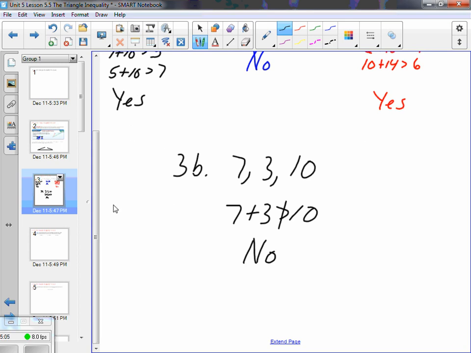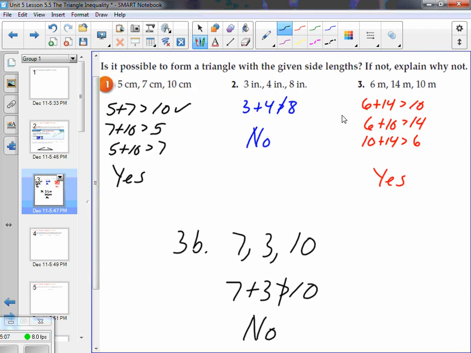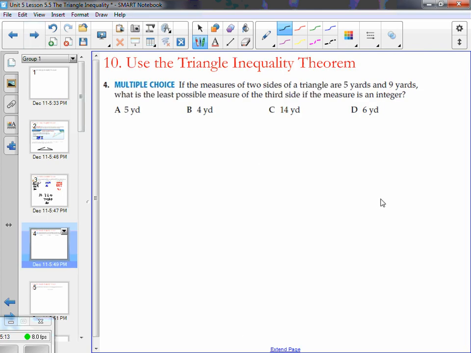All right. When they give us all three sides as numbers, this is easy peasy, wouldn't you say? At least you would if you'd ever heard that expression. So, number 4.